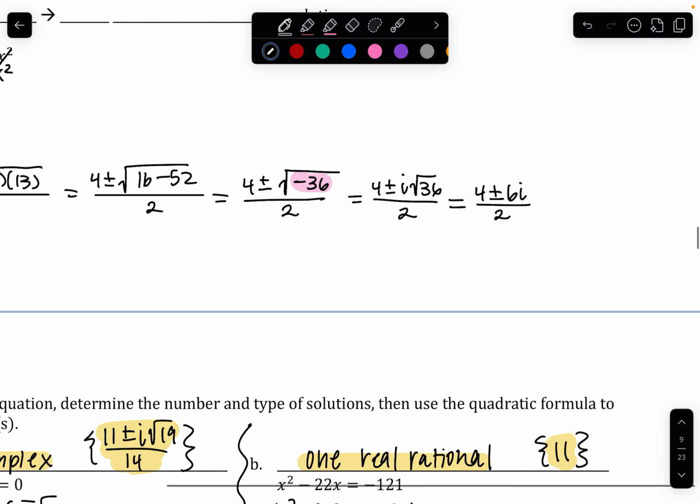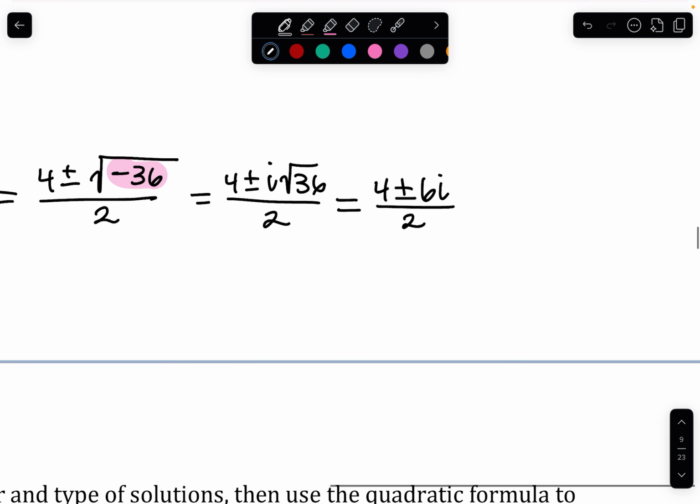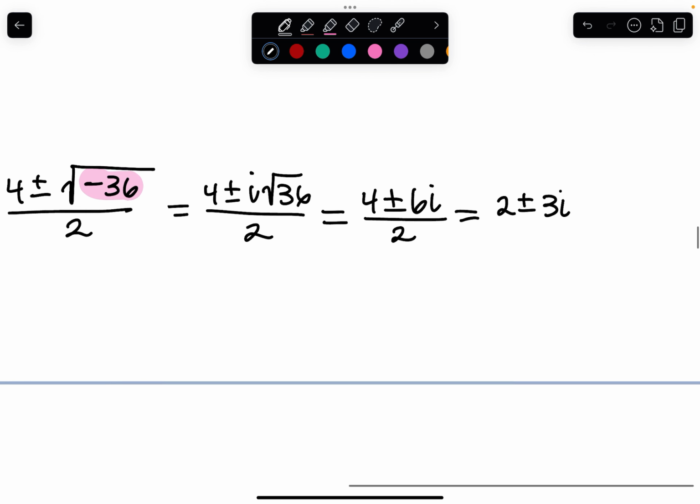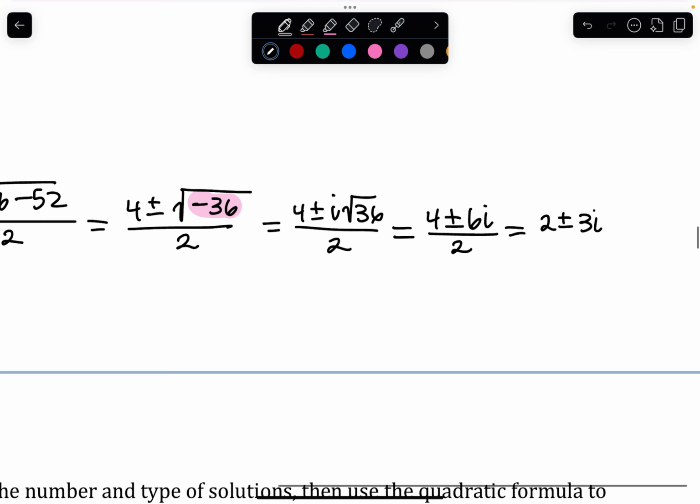And we cannot simplify this other than the 4 and 6 divided by 2, which would be 2 plus or minus 3i. Okay, you can't combine the 2 and the 3. One's real, one's imaginary. And so these are our two solutions. They're imaginary. We have a 2 plus 3i, and then we have 2 minus 3i.